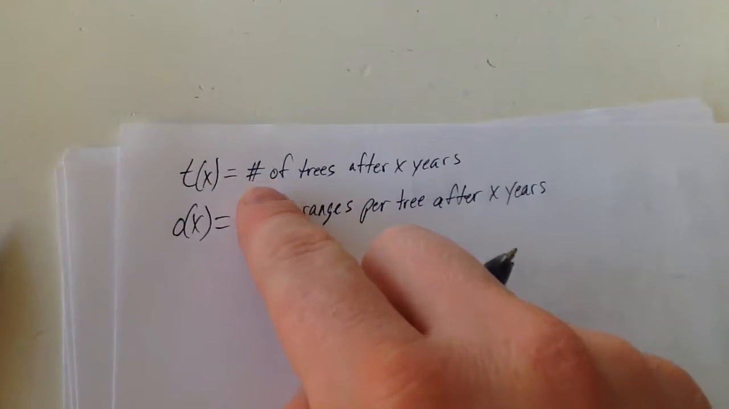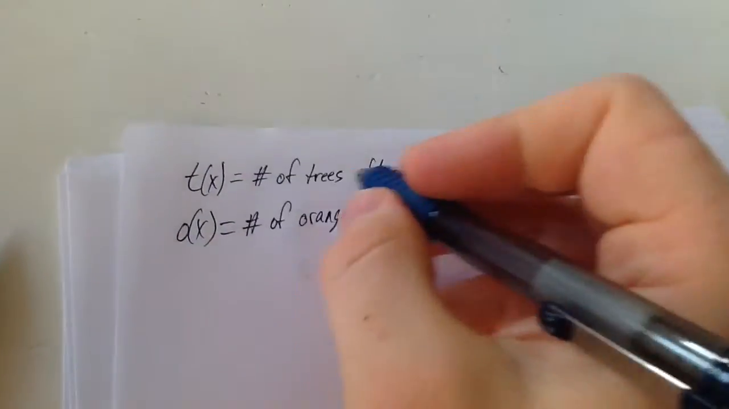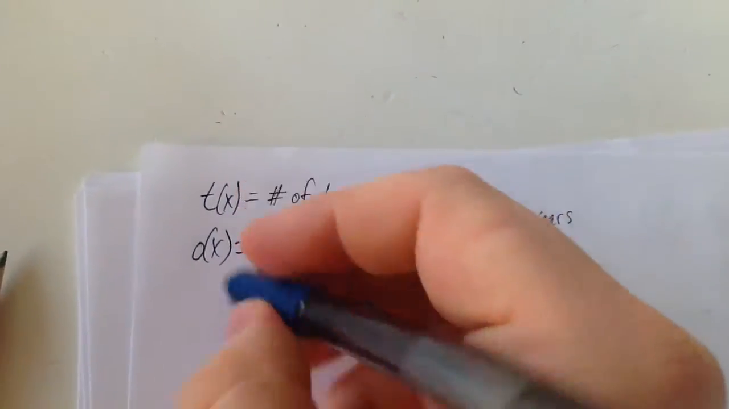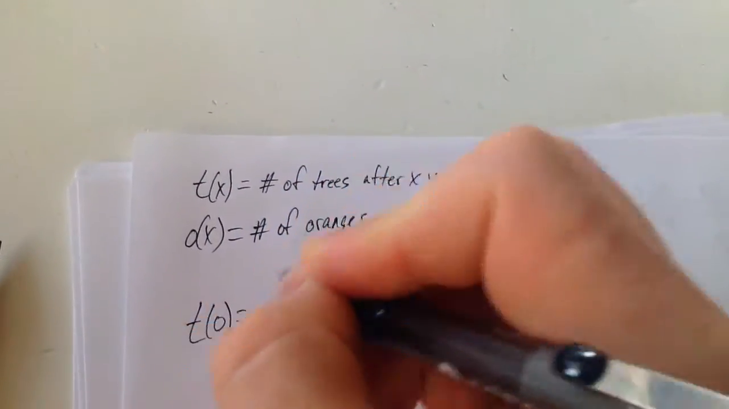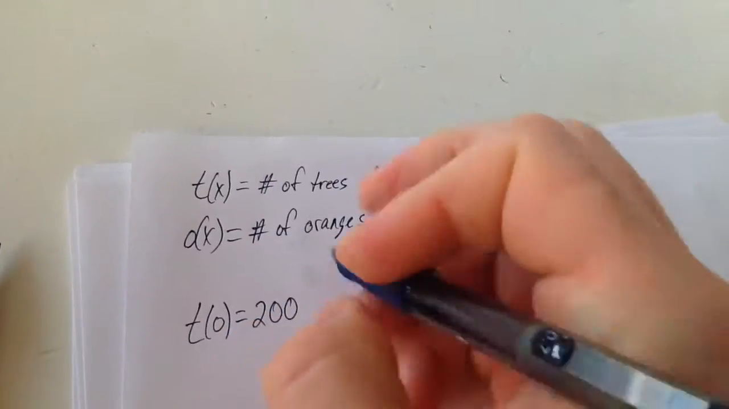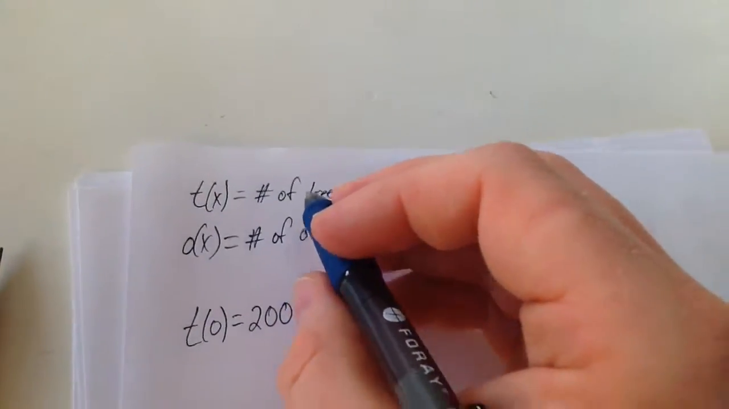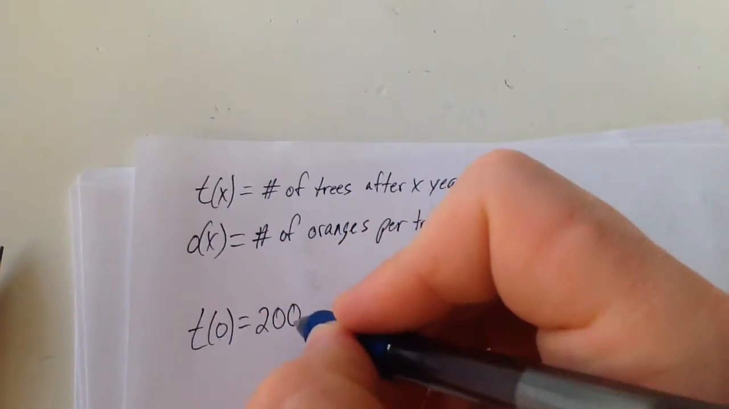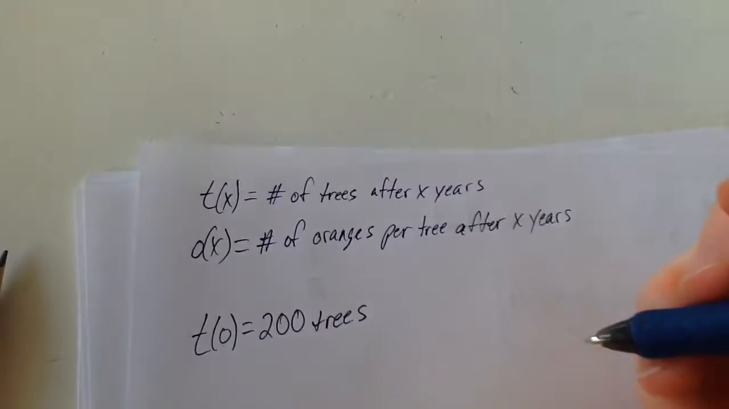So right now, it said she has 200 trees. Well, right now is after 0 years, so we know T of 0 is 200. We know she has 200 trees right now. That's after 0 years, so T of 0 is 200 trees.